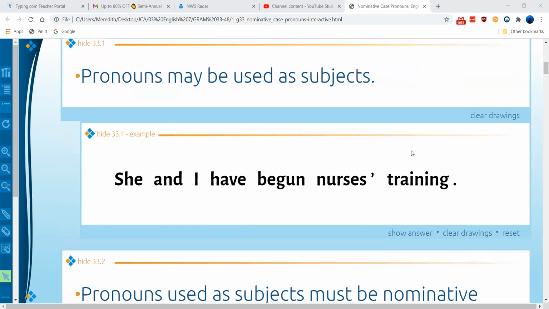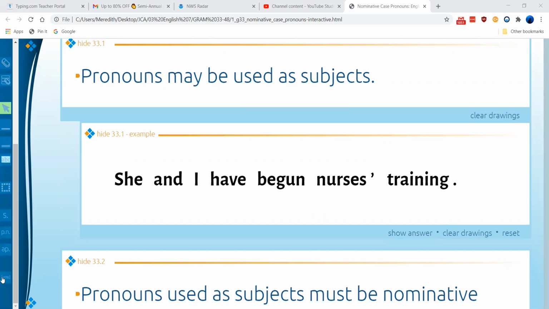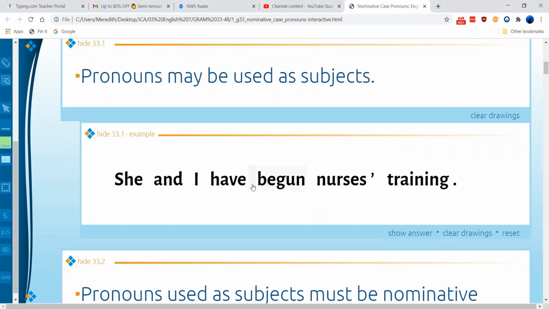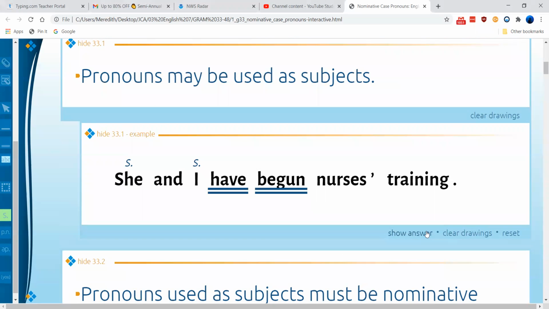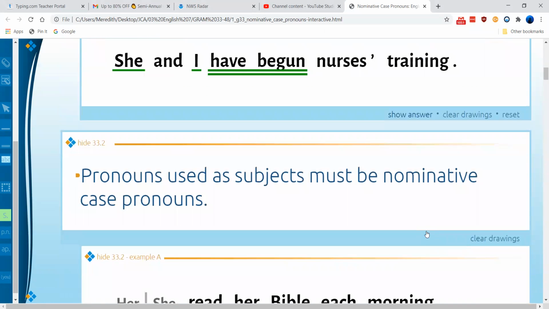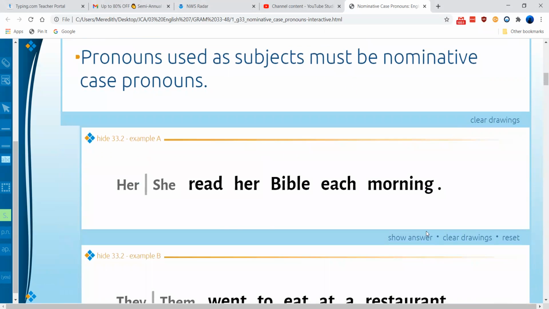Some examples that we see here: She and I have begun nurses training. In this case, if you're not sure what your subject is, you follow the normal process of finding your verb. In this case, we have begun. Who have begun? She and I. So these are your subjects, both of which are pronouns, so you can see that they are in the nominative case. The second point is that pronouns used as subjects must always be nominative case pronouns.